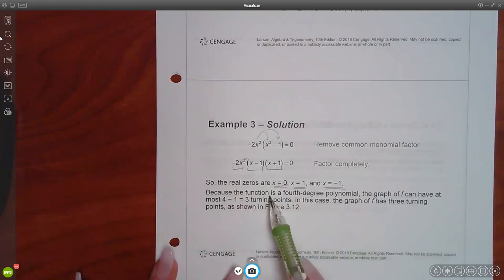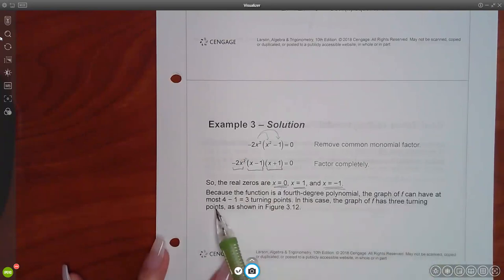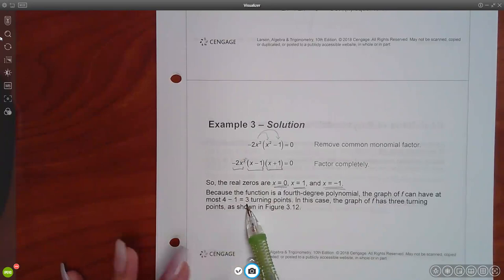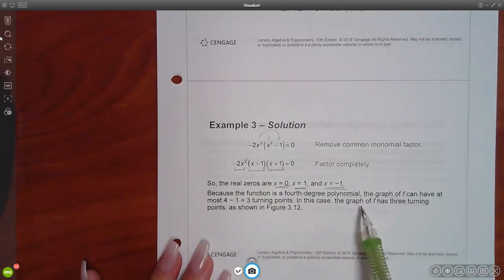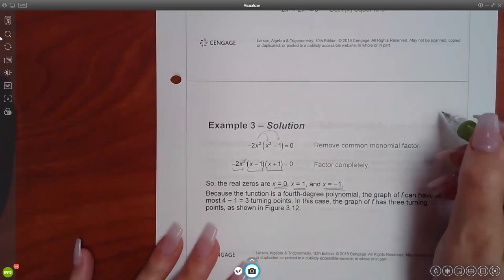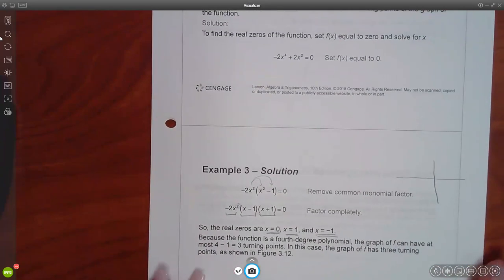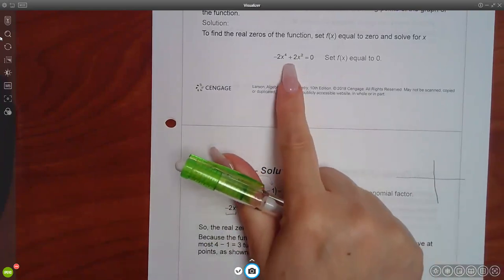However, because the function is a fourth power, fourth degree, the graph can have at most 4 minus 1 turning points. So that would be the maximum of 3 turning points, okay? And then it says, in this case, the graph has 3 turning points. And how do they know that? Let's look at this. Just based off of what we know so far, I can sketch the graph, okay? Here's where we're gonna go.